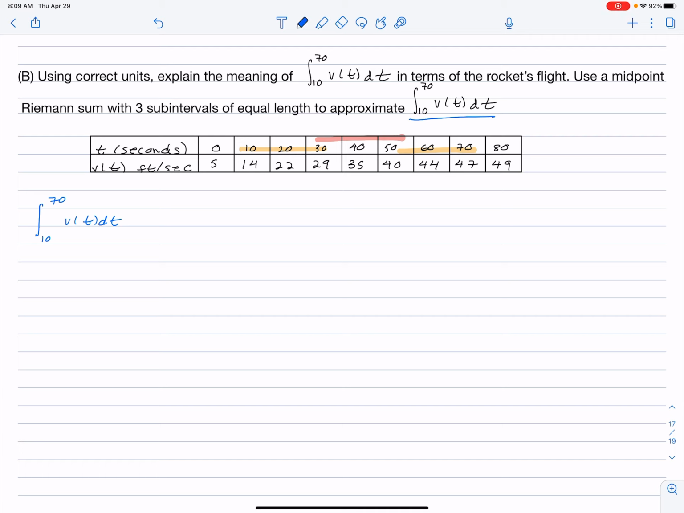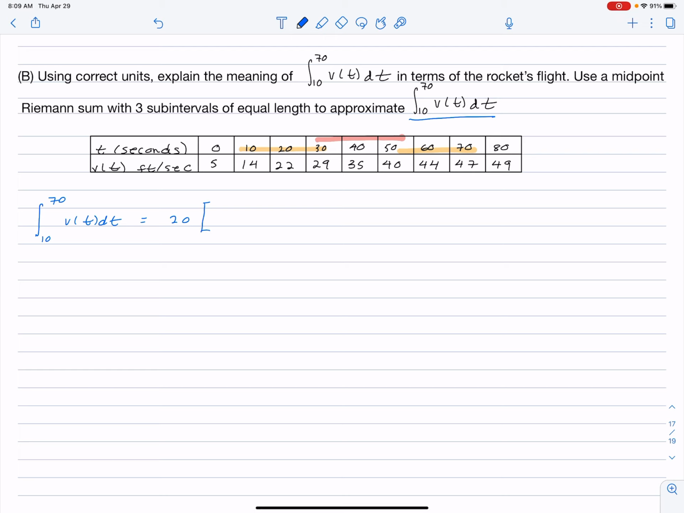So let's see what we got here. In order to find the area of each of these rectangles, first off, they all have the same base. Each of these bases, 30 minus 10 is 20, 50 minus 30 is 20, 70 minus 50 is 20. Each of these bases are the same. I'm going to pull the base on the outside.